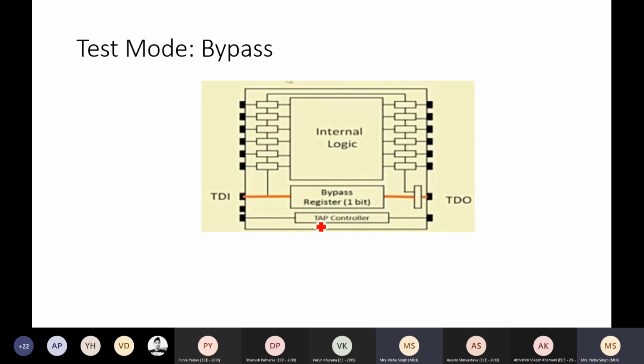The instruction register reads the instruction and sets the mode that this bypass register or this D flip-flop is set to pass the signal, and it will not allow the signal to pass through this scan chain or scan cell chain, right? Directly ये enable हो जाएगा ये वाला register, and whatever TDI test data input I have, it will directly be passed on to TDO.